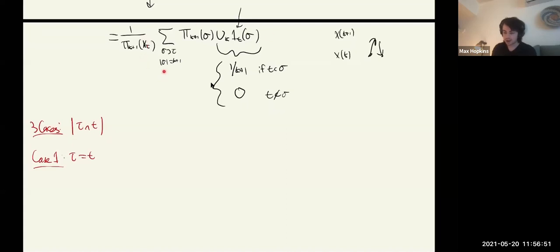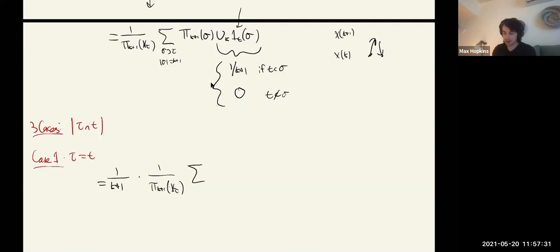Well, let's look at this sum, right? If tau is equal to T, then in that case, every sigma contains T, because by definition, sigma contains tau, and tau is equal to T. And that means that U_k 1_T of sigma is always 1 over k plus 1, because T is always contained in sigma. So we can pull out the 1 over k plus 1. And what we get in this case is 1 over k plus 1 times, well, we still have this normalization factor out front, 1 over pi k plus 1 of x tau.